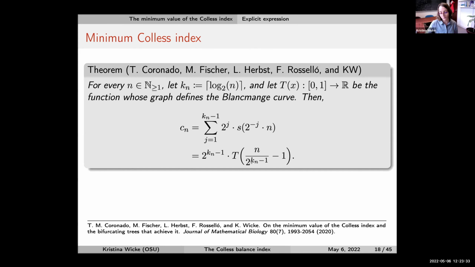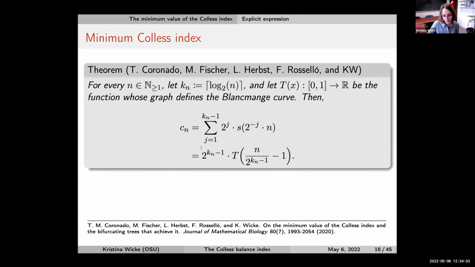Okay, so we get this surprising connection between the Colless index, a concept from phylogenetics, and the Blancmange or Takagi curve, a concept that's, for example, been studied in numerical analysis, or as a fractal curve. But on the other hand, with that, we now finally have a closed expression for the minimum Colless index, and we can in particular determine the minimum Colless index for any n without having to use a recursion.